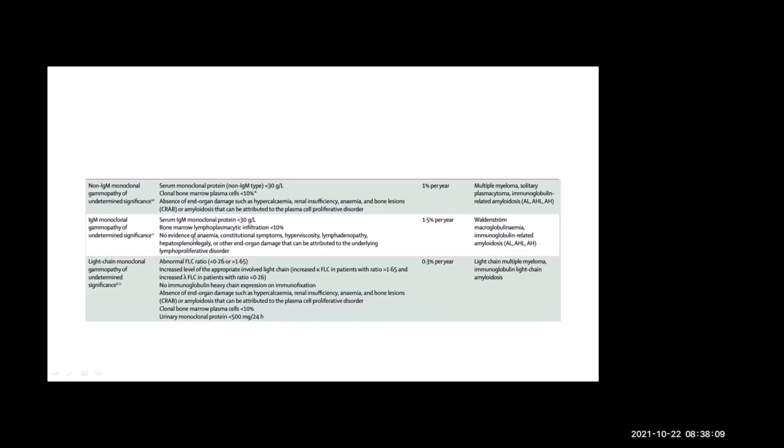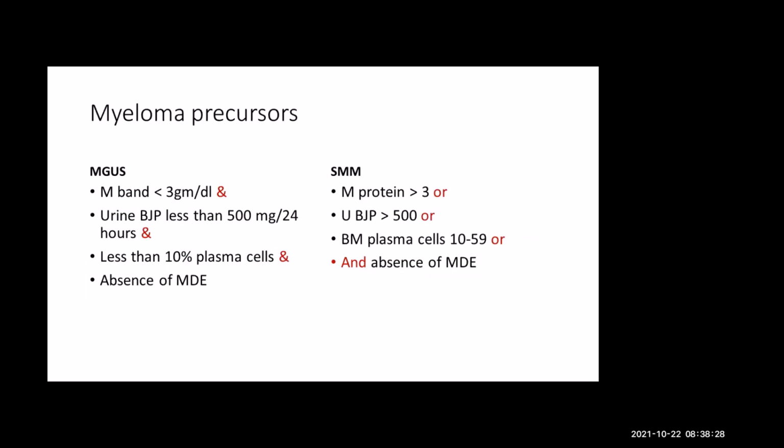With non-IgM MGUS, it is 1% per year. So very low risk of progression to multiple myeloma, and there are risk stratifications to predict that. So we should be aware that a person may have a monoclonal gammopathy, which is a precursor condition, and most of the multiple myeloma would progress from an initial precursor stage like this.